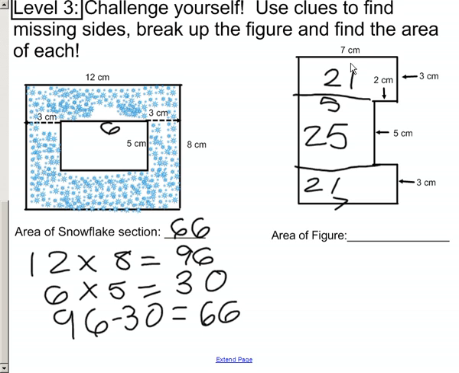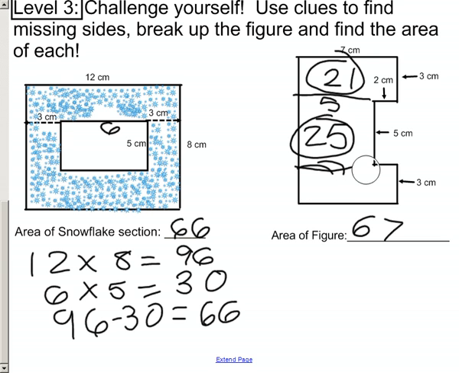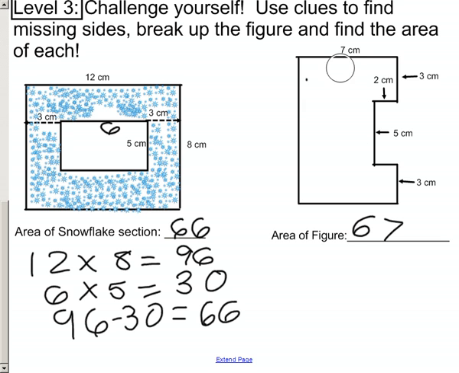Now I have these 3 areas, and I can add them together to find out the area of our figure. So 21 plus 25 plus 21 is going to give us a total of 67. When taking tests, it's always great to double check your work. And with this problem, we can double check our work by solving it another way.